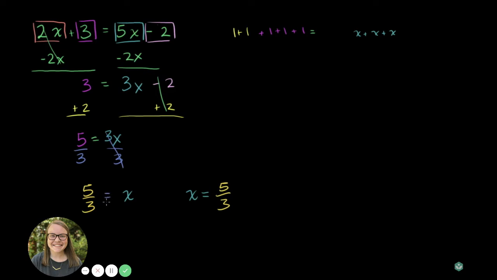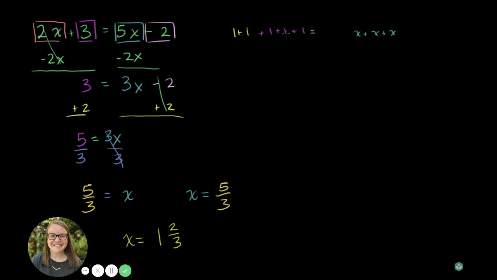Now, if we wanted to write this as a mixed number, 3 goes into 5 one time with remainder 2. So it's going to be 1 2/3. So we could also write that x is equal to 1 2/3. And I'll leave it up for you to actually substitute back into this original equation and see that it works out. Now, to visualize it over here, how did you get 1 2/3?